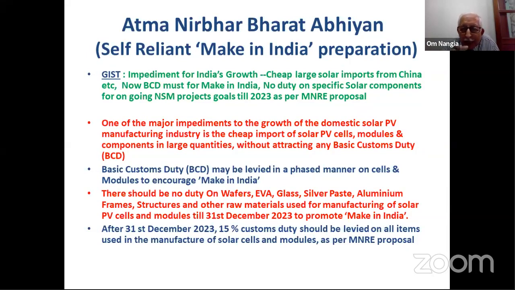An impediment for India's growth at present is cheap, large solar imports from China. As far as solar activity is concerned, India is fully dependent on China, to the extent that 90% of the components of solar are being imported. And in India, we are not fully geared up to manufacture those components. That's why the Indian government is now making preparations for the Atmanirbhar Bharat Abhiyan.